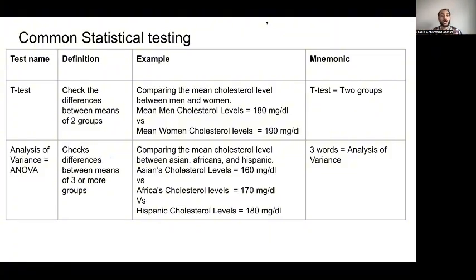ANOVA, analysis of variance. This checks the difference between three or more groups. So we're checking the mean cholesterol level between three ethnic groups: Asians, Africans, Hispanics. The Asian cholesterol level is 160 milligrams per deciliter, Africans 170, and Hispanics 180. And three words, analysis of variance. That's where you can learn analysis of variance. So you have three groups or more.